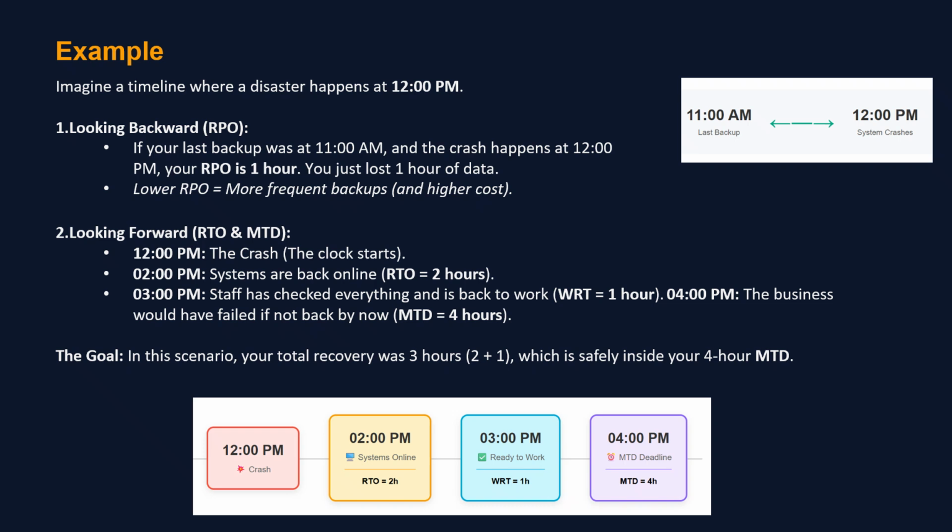If you want a smaller RPO, say 5 minutes, you need more frequent backups or synchronous replication, which usually costs more. Looking forward, RTO, WRT and MTD. Now move to the right of the crash. 12 p.m. The crash happens, the clock starts. 2 p.m. IT brings the systems back online. That's RTO equals 2 hours.